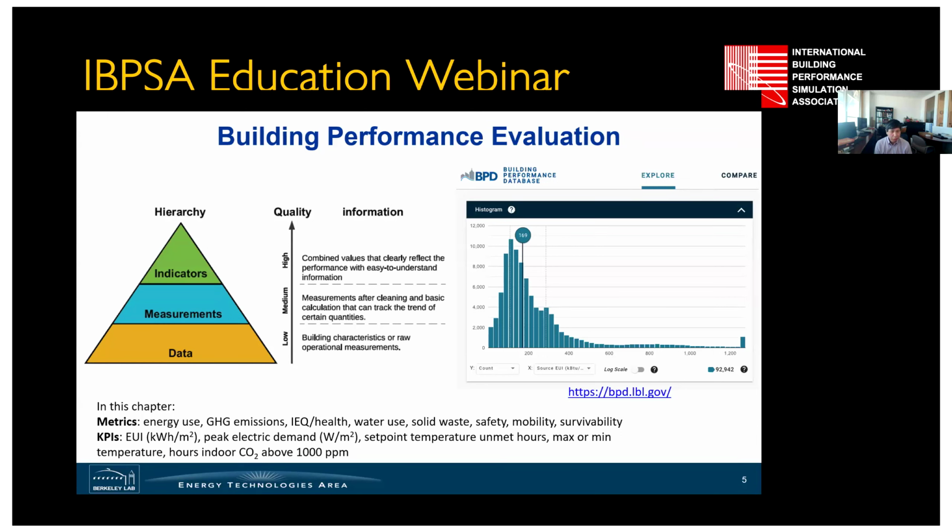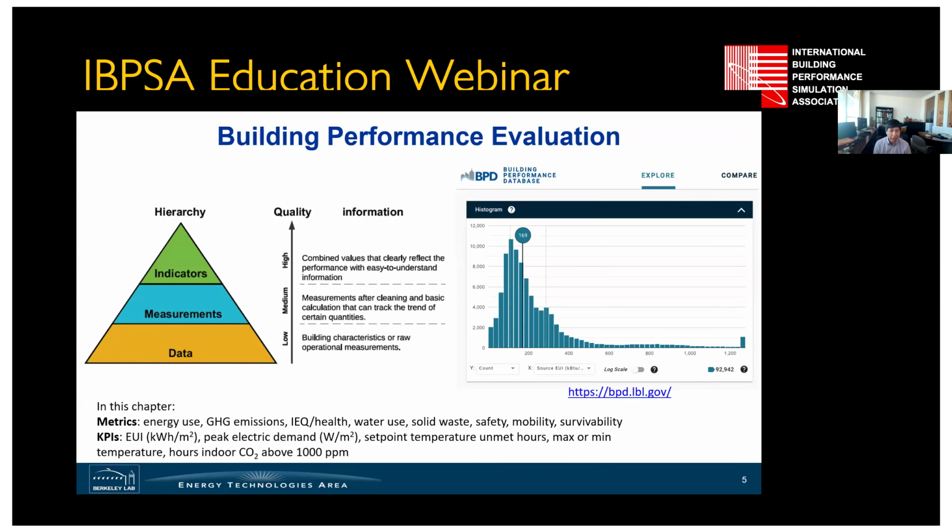So in this chapter, we use the term metrics loosely to represent different aspects of building performance, and that includes energy use, their associated greenhouse gas emission, indoor environmental quality, water consumption, solid waste, safety, mobility, survivability. So these are all the dimensions of building performance that get considered in the building design and operation.